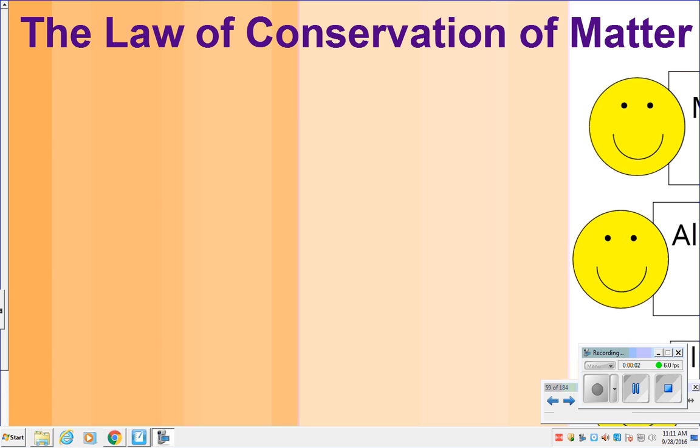Welcome to the Law of Conservation of Matter and Atomic Counting. What we're going to be getting into next is balancing chemical equations. The reason that we balance chemical equations is because of something called the Law of Conservation of Matter. This is interchangeably sometimes called the Law of Conservation of Mass, and they mean basically the same thing.